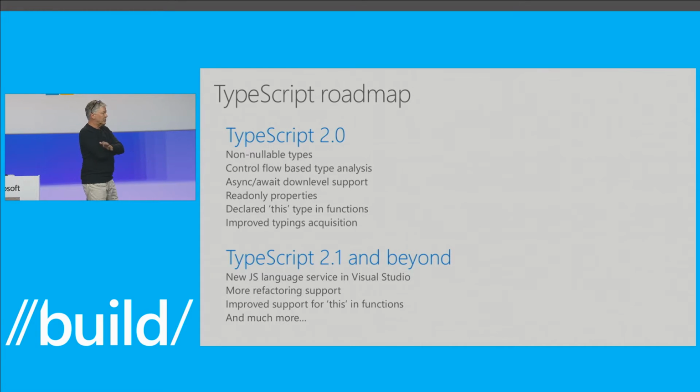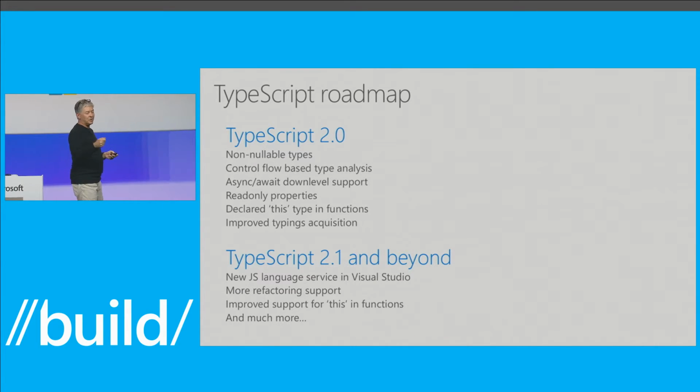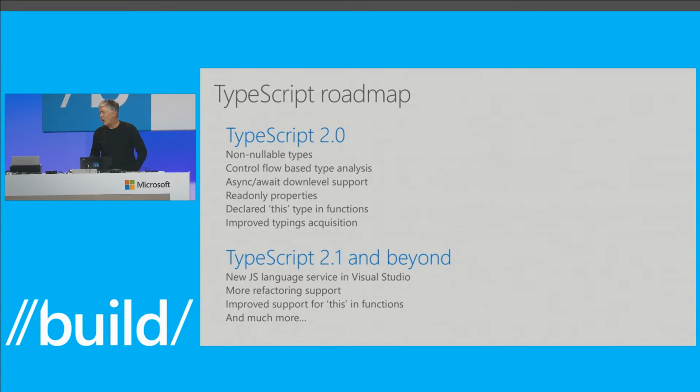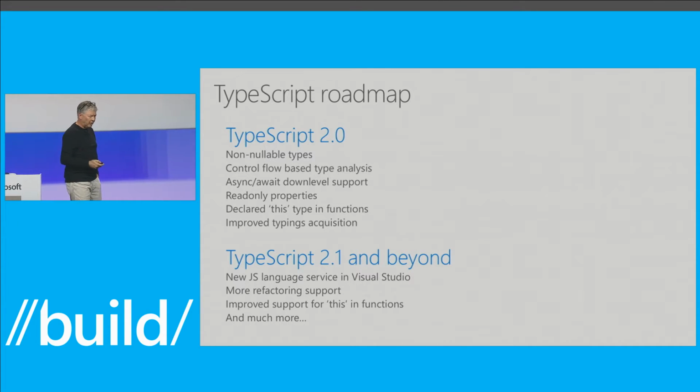We're also adding control flow-based type analysis. I'll show you what that is. We're adding down-level support for async await. That's a big work item because it requires us to rewrite our entire emitter backend, because we need to do some pretty complicated source transformations in order to support async await on ECMAScript 3 and 5 that doesn't have generators. Other things are read-only properties, and you can declare this types, and we are improving the way you acquire type declaration files. So we're going to look at a few of these here.